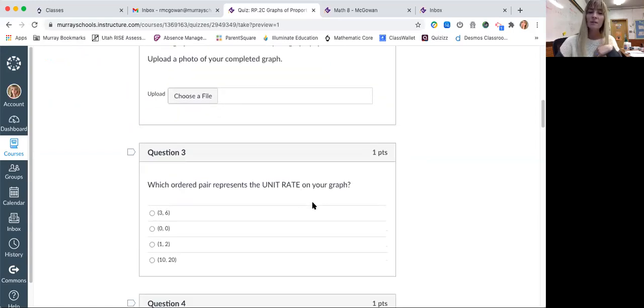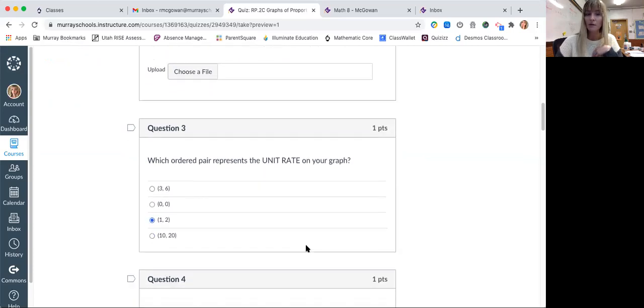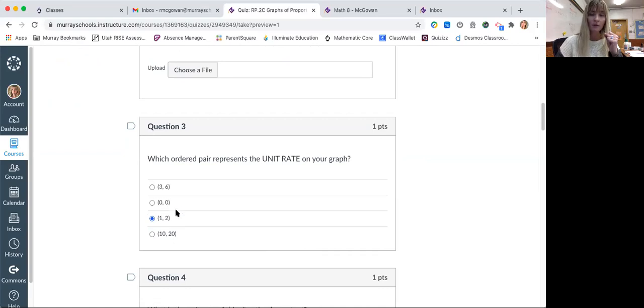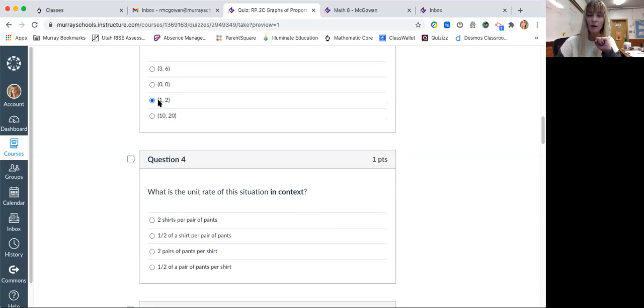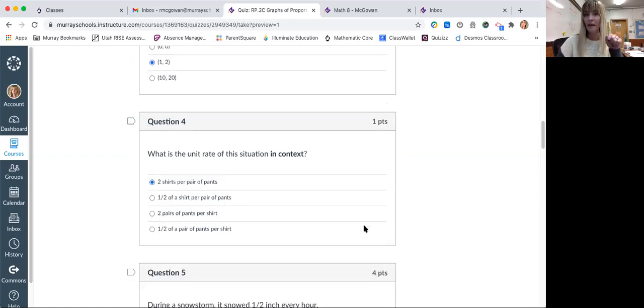Which ordered pair represents the unit rate in your graph? Well, the unit rate is always the one that starts with 1, right? So 1, 2 is the unit rate. That's the ordered pair that represents the unit rate. That's 1 pair of pants for 2 shirts or 2 shirts per pair of pants. Remember, the ordered pair is x, y, and the unit rate is y over x. And so what is the unit rate in this situation? If this is my ordered pair, 1, 2, 2 over 1 is 2, and the y is shirts. So not this one, 2 pairs of pants per shirt. No, 2 shirts per pair of pants. Okay, and then it just repeats that.